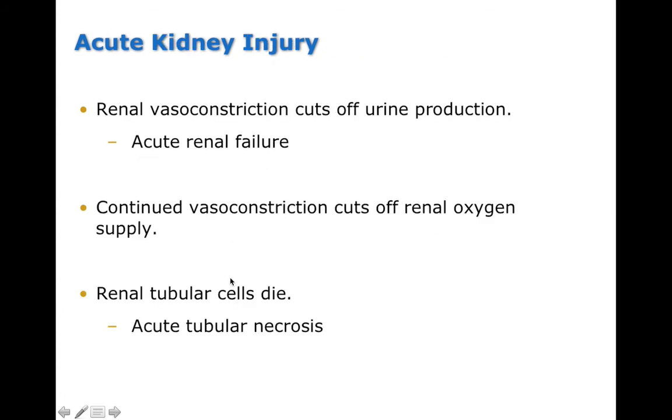Now remember, acute kidney injury is also one of the systemic manifestations of shock, where renal vasoconstriction cuts off urine production, and this actually decreases blood flow to the kidneys, leading to acute renal failure and kidney injury. Now, continued vasoconstriction can cut off renal oxygen supply, causing the tubular cells of your nephrons to die. So what's fascinating here is that basically shock can actually lead to tubular necrosis. And you can find evidence of this in urine. Like if you're finding epithelial casts in someone's urine, that suggests that the epithelial cells of their kidney tubules have actually started to die, become necrotic.